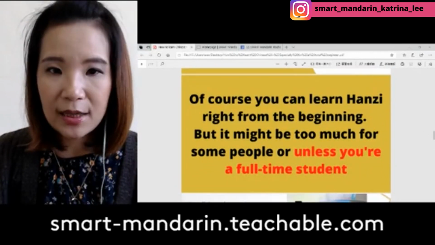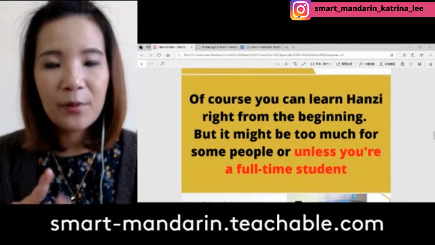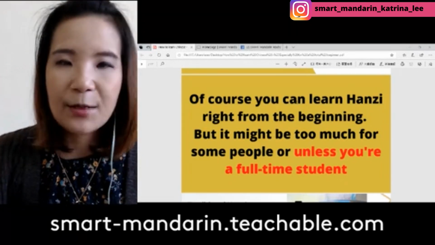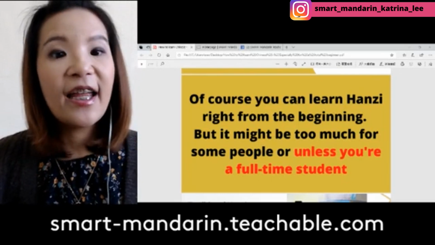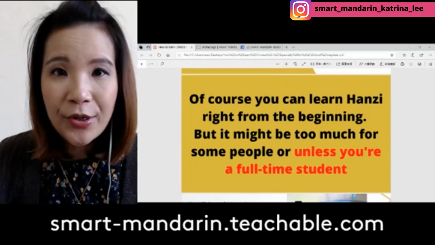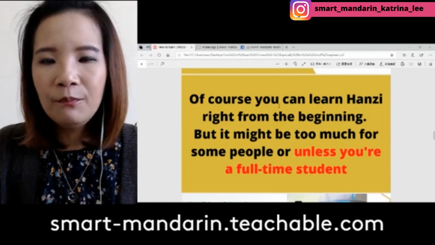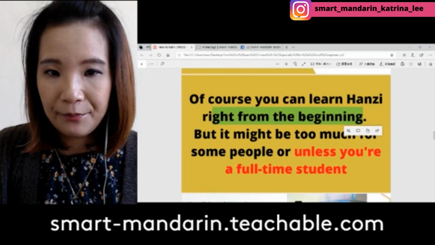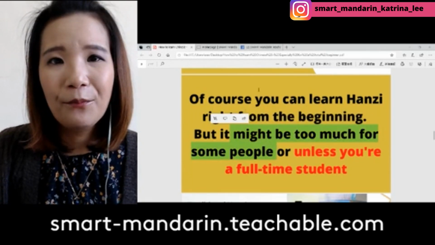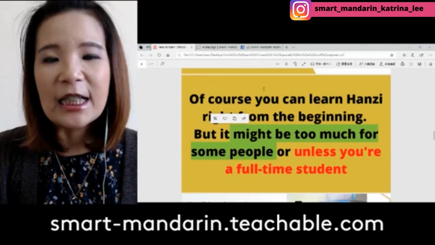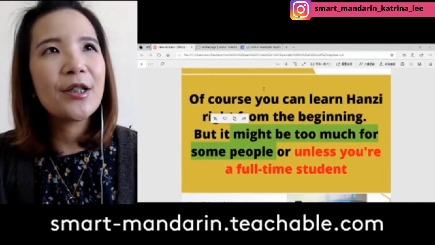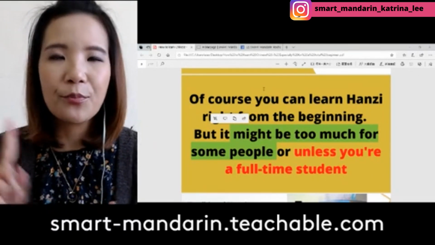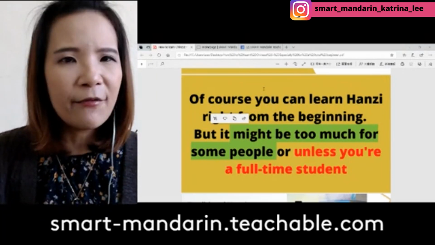And of course, a lot of people ask, can I learn Chinese character writing and reading and speaking and listening all at the same time? Of course you can if you want to. It's your choice. You can learn Hanzi right from the beginning. But it might be too much for some people, according to my experience of teaching. Imagine that you had to work on your speaking, listening, vocabulary, grammar structure, pronunciation, and Hanzi reading and even writing.